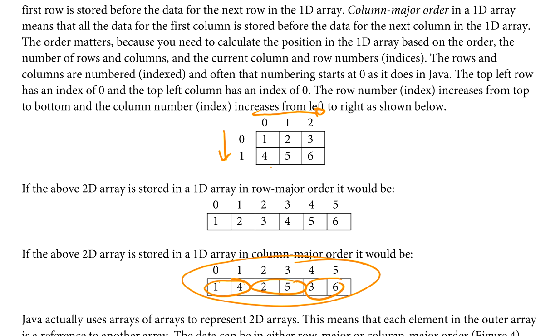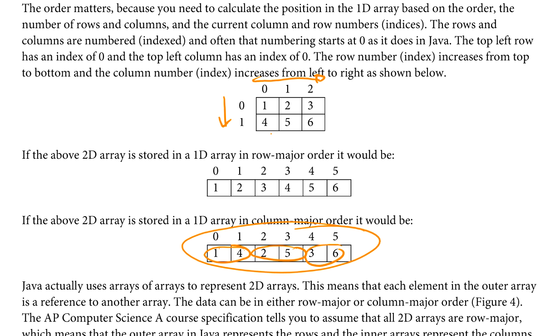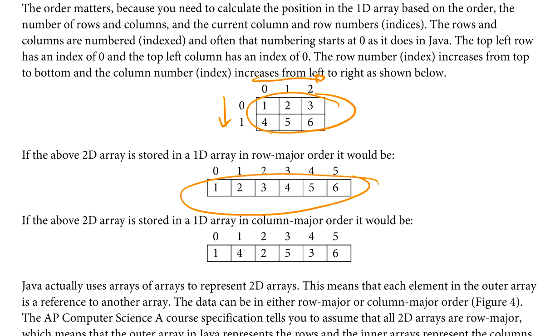If all of these numbers were stored in row major order, you can see that we've got a row and then another row. If that same data was stored in column major order, it has 3 columns, and every single column contains 2 rows. So there's the first column, the second column, and the third column.